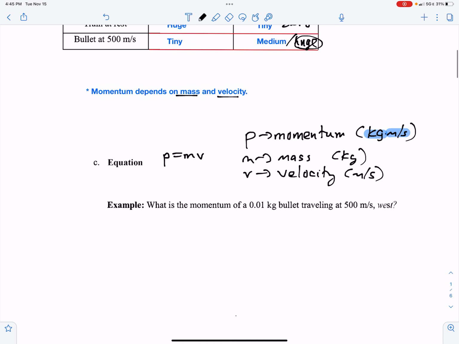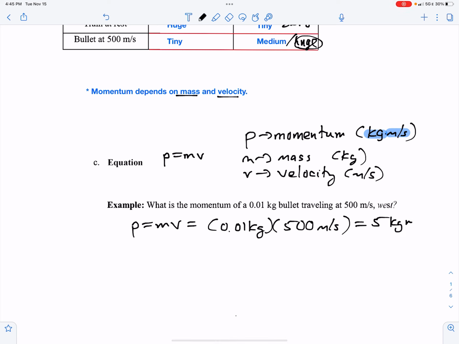Okay, in this example, what is the momentum of a 0.01 kilogram bullet traveling at 500 meters per second west? Well, P equals mv. We're going to plug in 0.01 kilograms for the mass times 500 meters per second for the velocity. Now if you multiply 0.01 times 500, you'll get 5, right? Now the unit would be 5 kilograms meters per second. Now, if the bullet is traveling west, that means the momentum is west. Momentum is a vector quantity and thus has a direction just like velocity does.